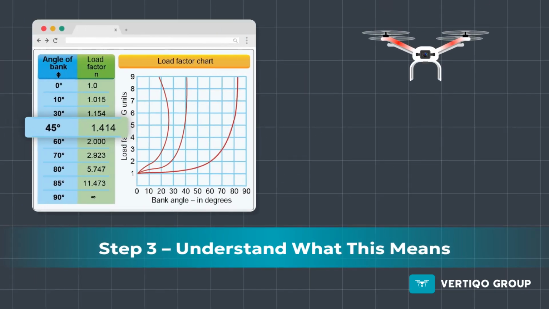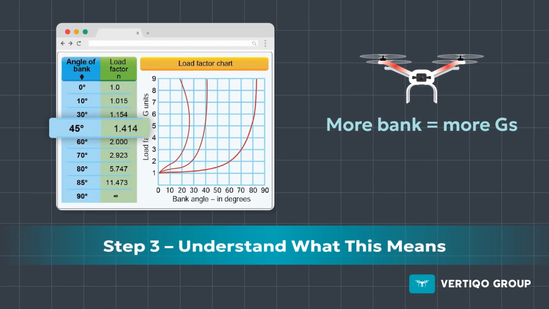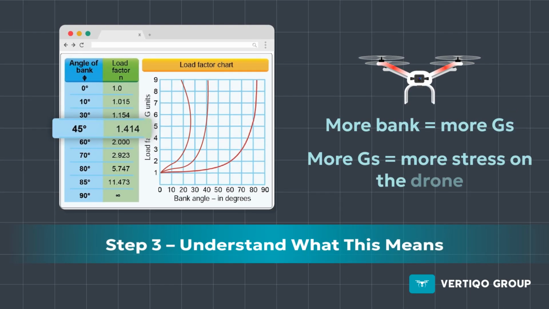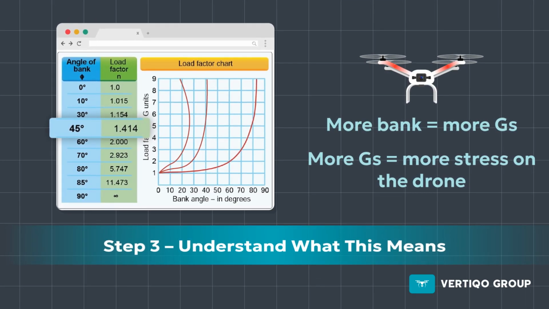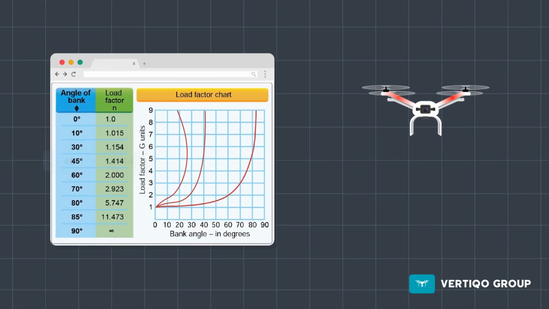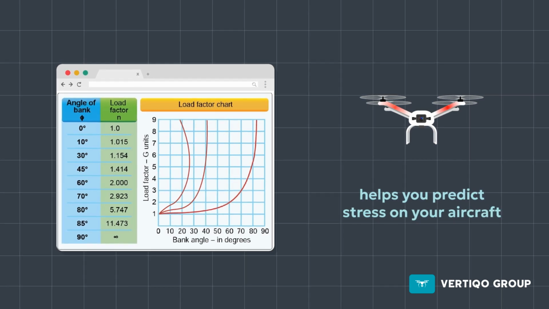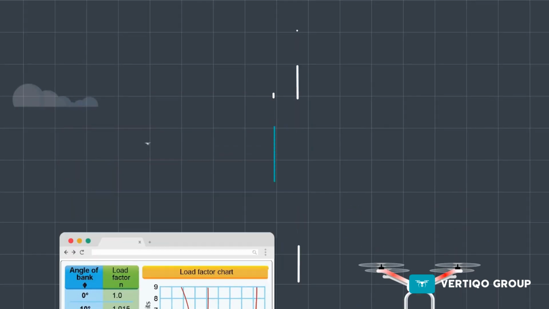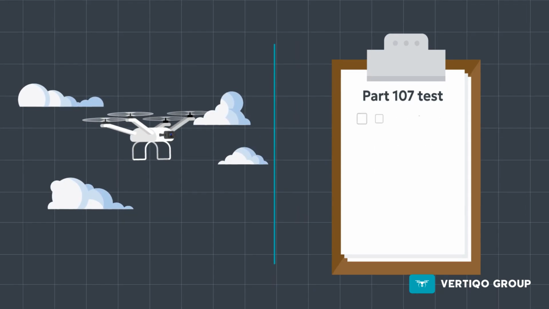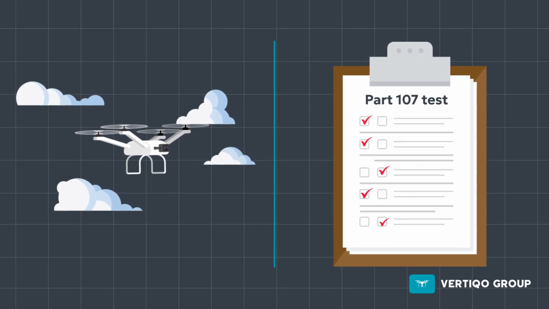This is why understanding load factor is so important. More bank equals more Gs. More Gs equals more stress on the drone. Even small drones can feel big increases in load during aggressive maneuvers. Knowing how to read the load factor chart helps you predict stress on your aircraft and fly safer. In real operations, and on the Part 107 test, this knowledge makes you a better remote pilot in command.